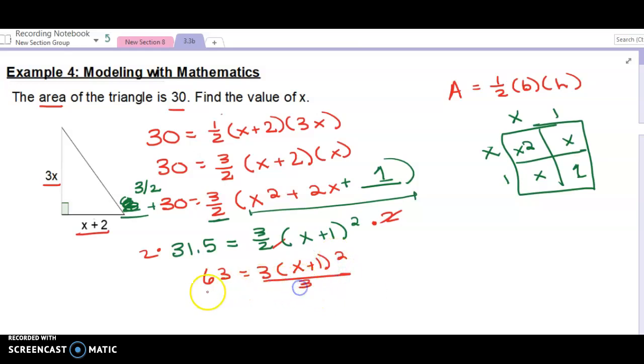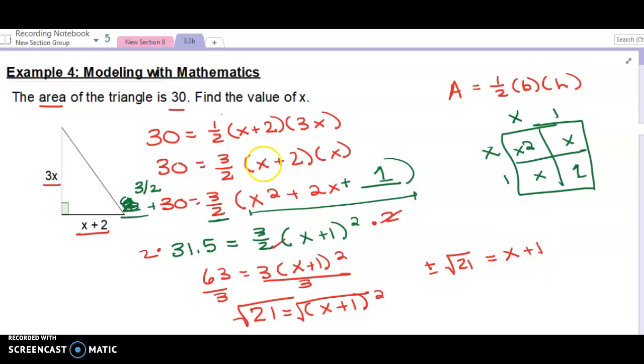So divide both sides by 3. I get... my brain is dead today, guys. 21 equals (x plus 1) squared. Take the square root of both sides. I get plus or minus the square root of 21 equals x plus 1.